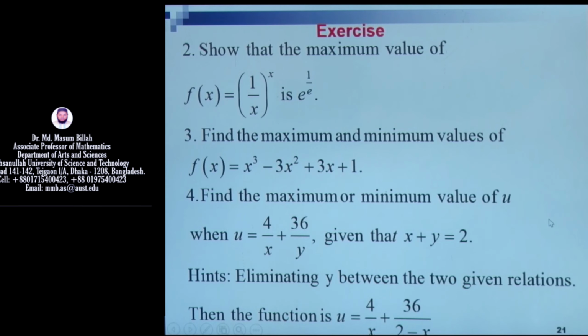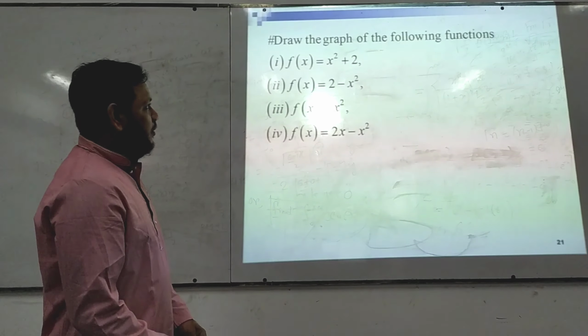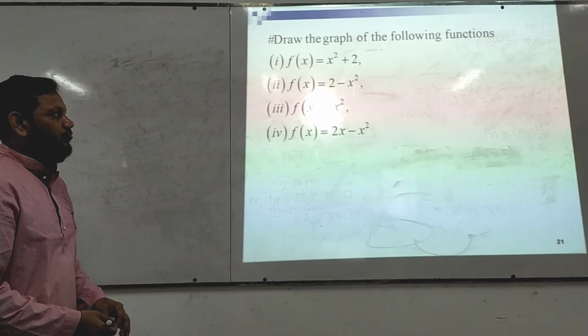So now there are some exercises, number 2, 3, and 4, we can find, and another one, 5, we can consider. You can see question number 5. Find the coordinates of all local maxima or local minima or stationary points of these functions. Already we have discussed this type of function. How can we calculate the local maxima or local minima or point of inflection? How to draw the graphs of the following functions?